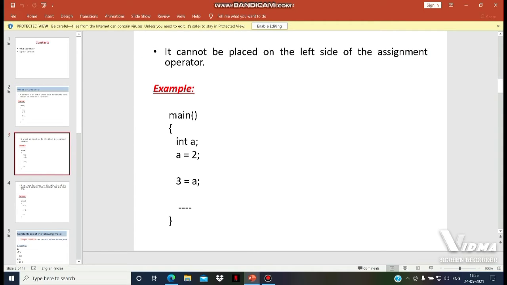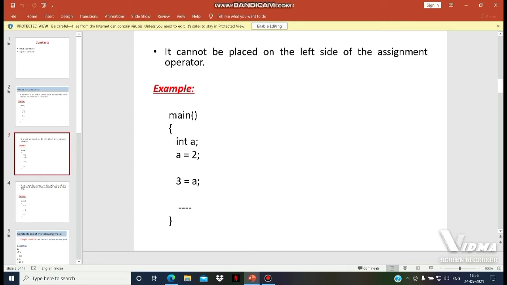Next, a constant cannot be placed on the left side of the assignment operator. Assignment operator means here equals to. In maths, we call it equals to, but in C language, in programming languages, we call it the assignment operator. Here = is the assignment operator. A constant should not be placed on the left side of the assignment operator. It should always be on the right side of the assignment operator.